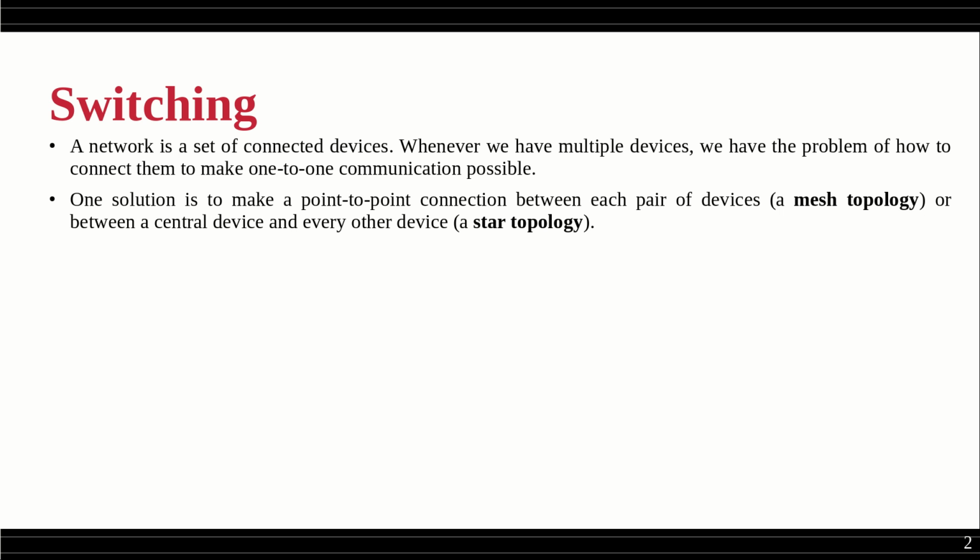But what is the problem there? If there are 10 devices, see how many connections are needed. Between every pair you need a connection. So 10C2: how many ways can you select 2 out of 10, 10C2 ways. So 10C2 connections are needed. That is a limitation. For 10 devices it is fine.